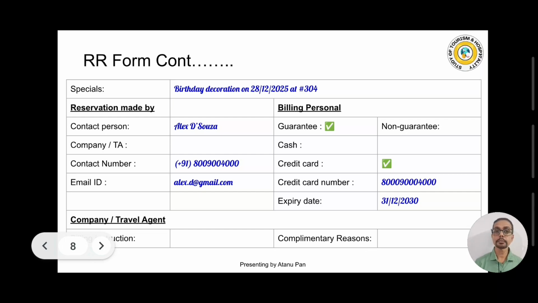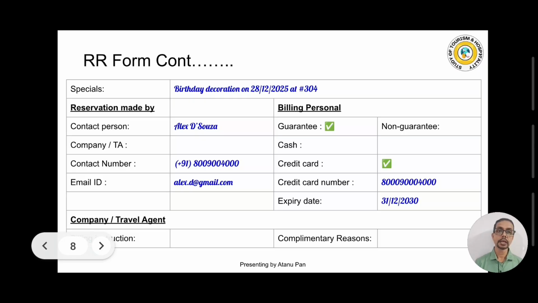If it is done by any company, maybe the HR of that company is doing the reservation for his or her employees, then the HR's name will be there instead of Alex D'Souza. Then the contact person's name, and the company or travel agent's name will be there. But here, as I told, the reservation is done by Alex D'Souza himself, not through any travel agent or any company. So I just skip that part. I wrote Alex's name, and I have mentioned the contact number and email ID of Alex here.